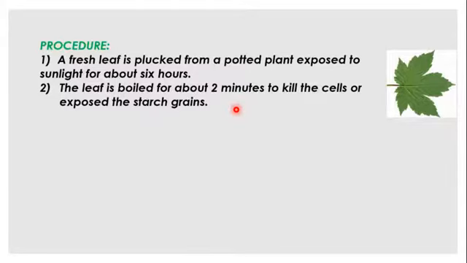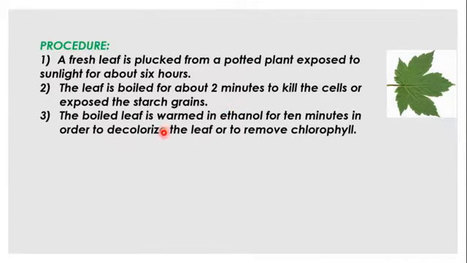Next step. The boiled leaf is now warmed in ethanol for 10 minutes in order to decolorize the leaf or to remove the chlorophyll, the green pigment.